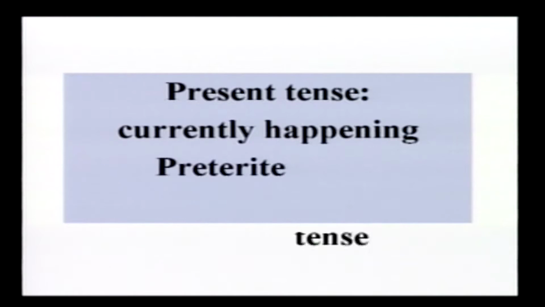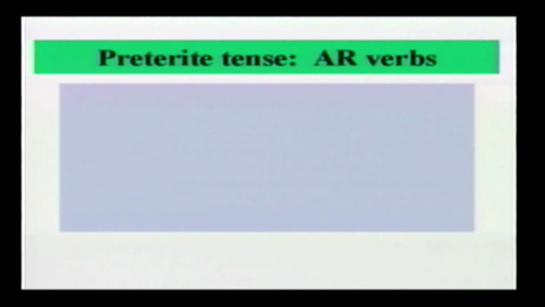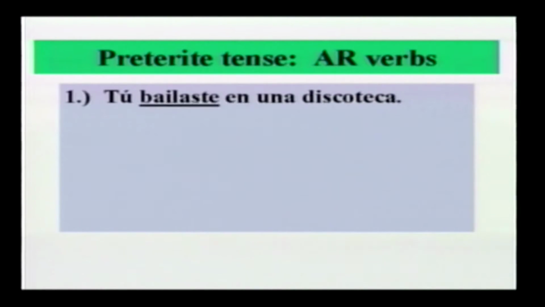Now, in the present tense, you're talking about things that are currently happening. In the preterite tense, remember, you're talking about things that were completed in the past. It's already taken place. They're events that are over with in the past. So let's take a look at number 1. Remember the verb bailar, to dance. What would you use? Tú bailaste en una discoteca. Good. Good for you. Let's try the next one.